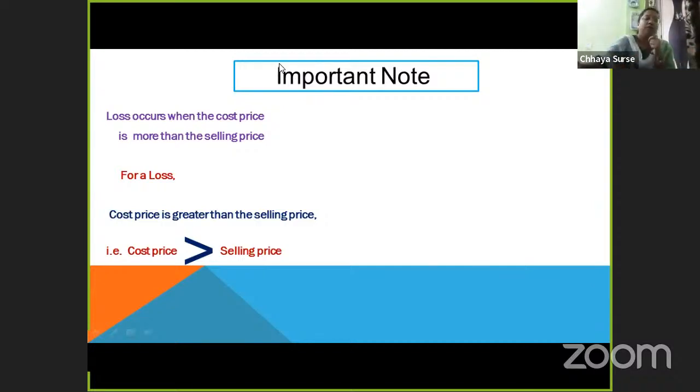Very good. So here, very important: the cost price and selling price. When we find profit and loss, these two things we have to compare. When we know how to compare, we can easily find profit and loss. Profit or loss both depend on cost price and selling price. Selling price more, profit. Selling price less, loss. Clear?